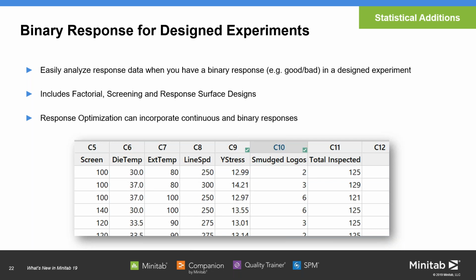The other thing we added was a binary response for DOE. So for those of you familiar with designed experiments, they are used to help us really understand a system in terms of what is the effect of the factors. And one of the things the factorial platform and the response surface and all the DOE platforms assume is that you have a continuous response. That's great if you do.